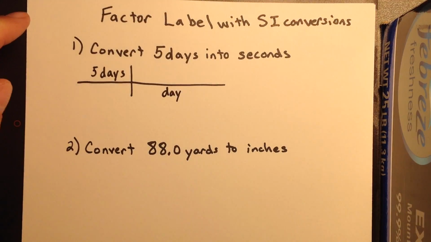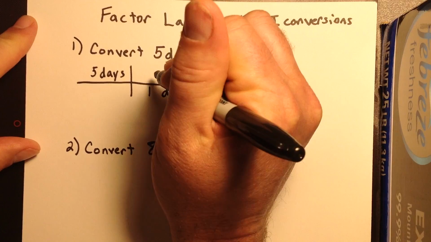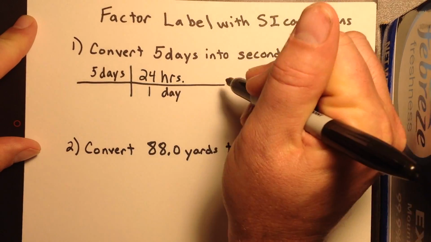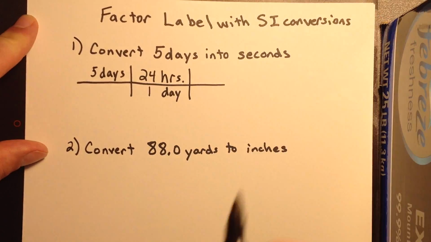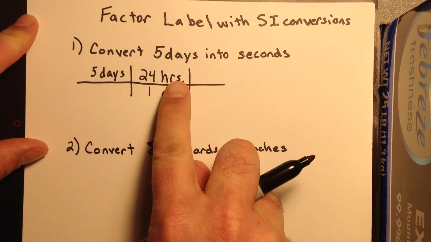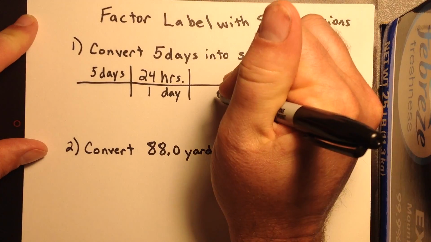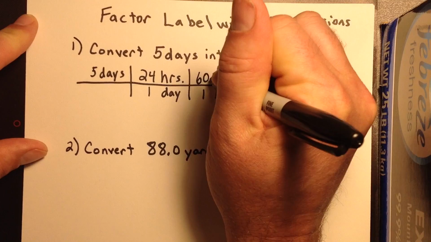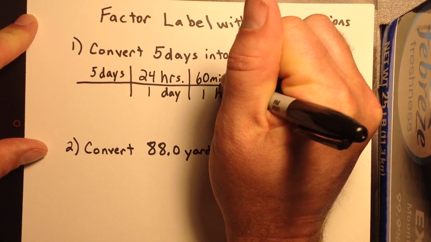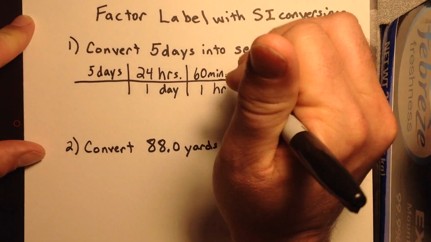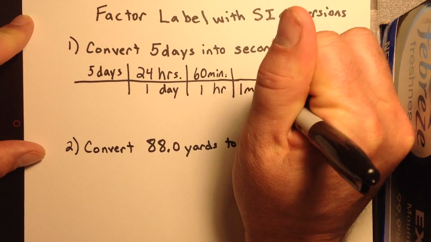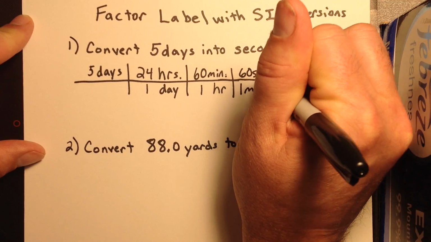What do you know about a day? Well, you know that one day is 24 hours. I want to abbreviate when I can. Now, are we done? Well, no, hours don't equal seconds. So let's see, what do we know about an hour? We know that 1 hour equals 60 minutes. Are we done yet? No, we're not quite done yet. So we're going to go from 1 minute to 60 seconds.